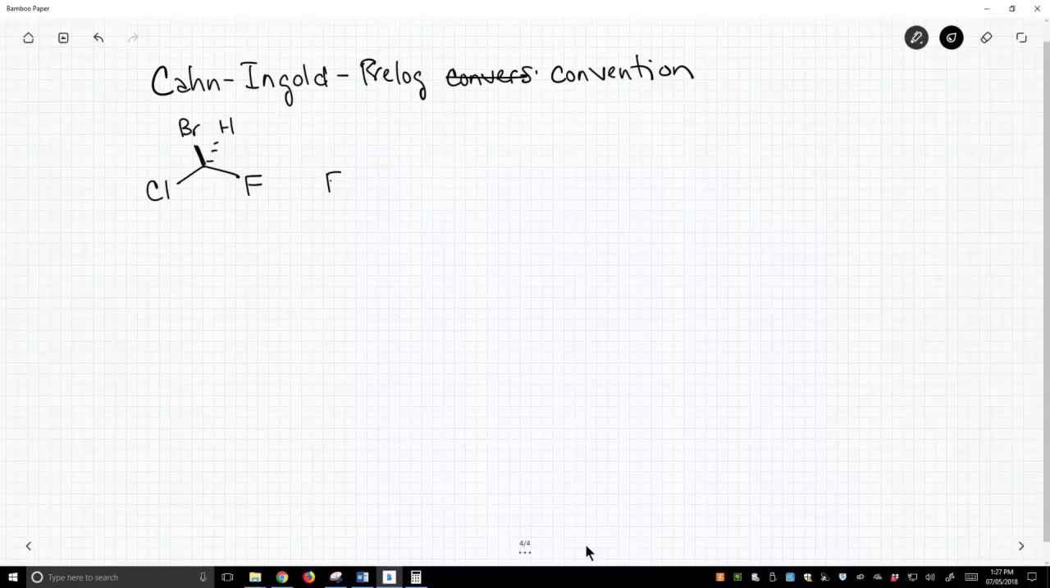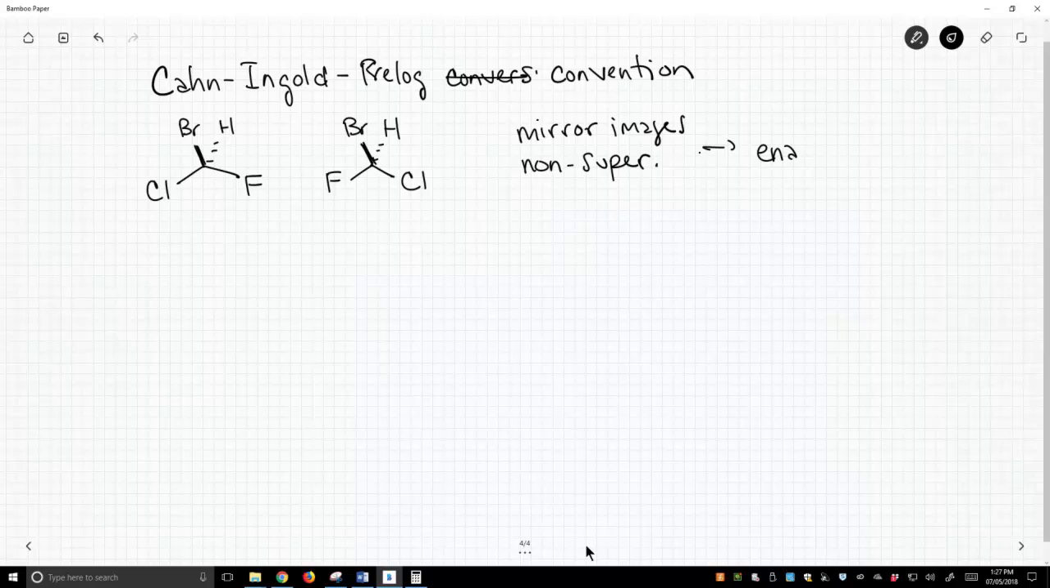There was one stereoisomer, and here is the other stereoisomer that we drew. And we established that these are mirror images and they are non-superimposable. Therefore they are enantiomers. But how do you tell these things apart? I mean, we can draw them out and see that, but how do we describe this in words?